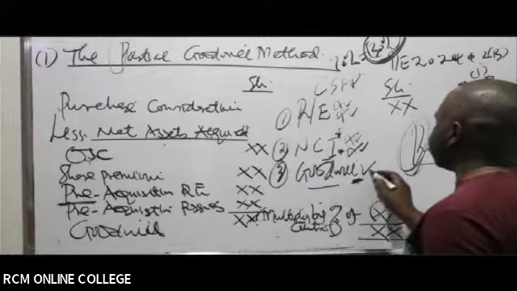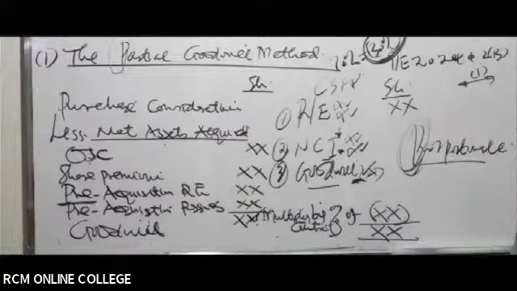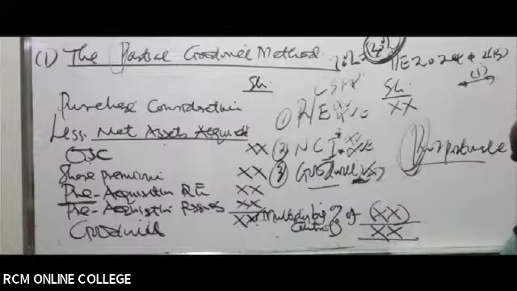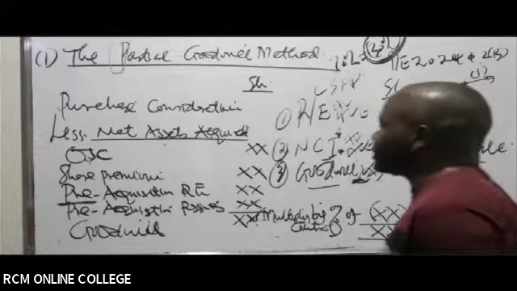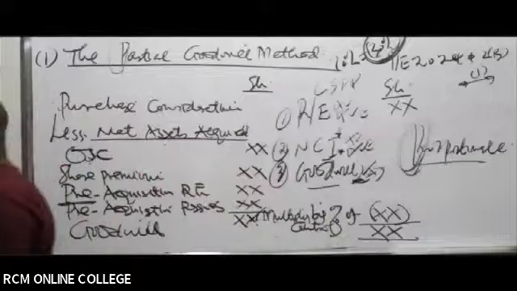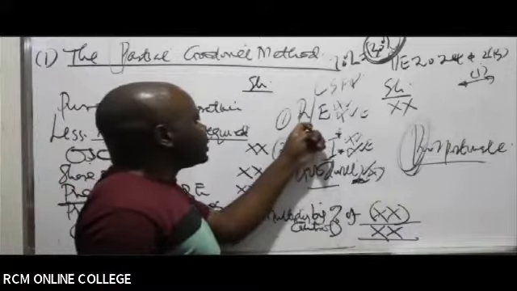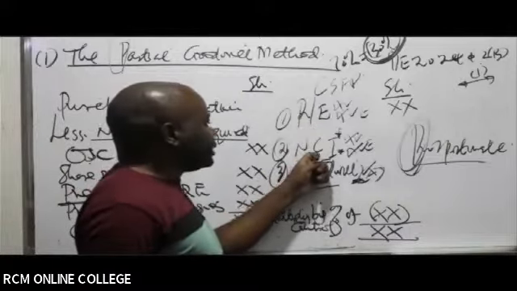While this one normally appears as an asset. So while this one appears as equity, this one normally appears as an asset. So these are the three key computations that it is very important you understand how to come up with. We'll look at how you come up with the retained earnings, then how you come up with the NCI.